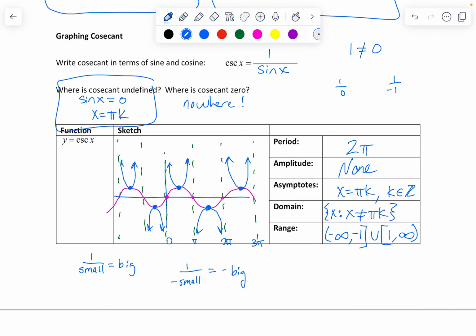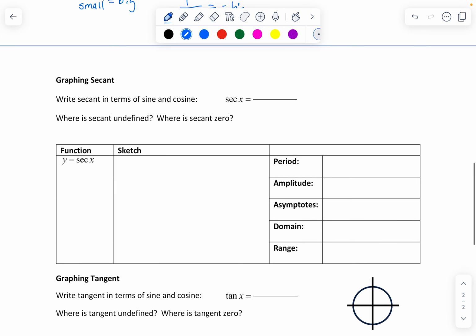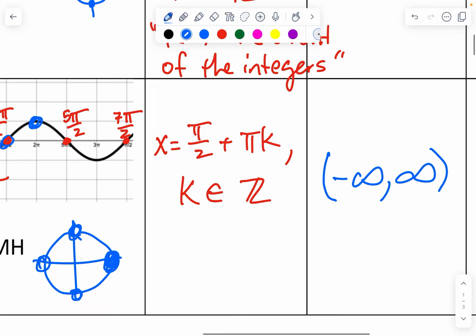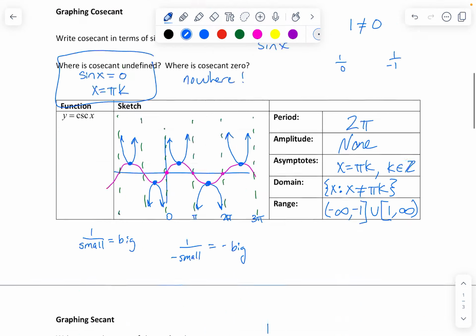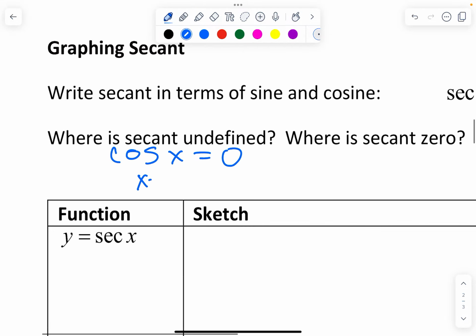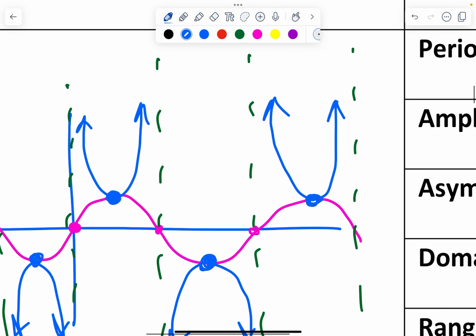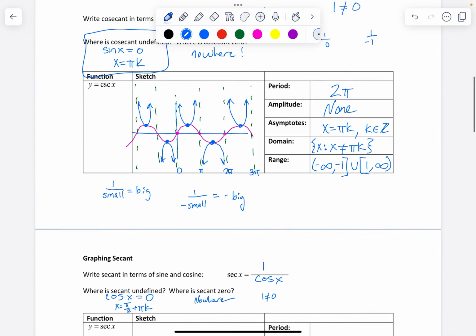All right, once we know cosecant, secant is going to behave in a very similar way. But secant is 1 over cosine of x. And so where is secant undefined? Well, it's undefined anywhere cosine of x equals 0. Let's go back to our table. Cosine of x equals 0 at pi over 2 plus pi k. So x equals pi over 2 plus pi k. Where is secant 0? Nowhere, because 1 cannot equal 0. It's never going to equal 0. So you notice in that previous one, we had this big gap here. We never touched the x-axis.